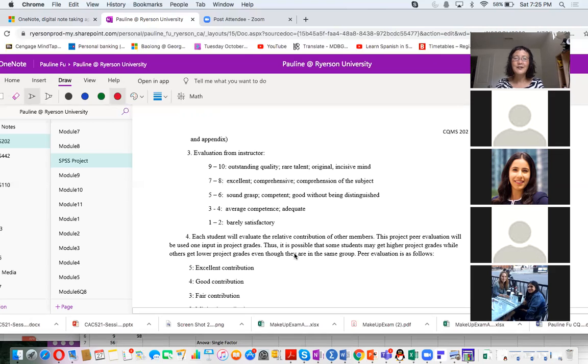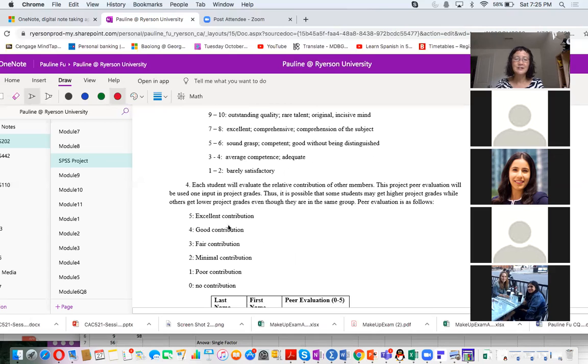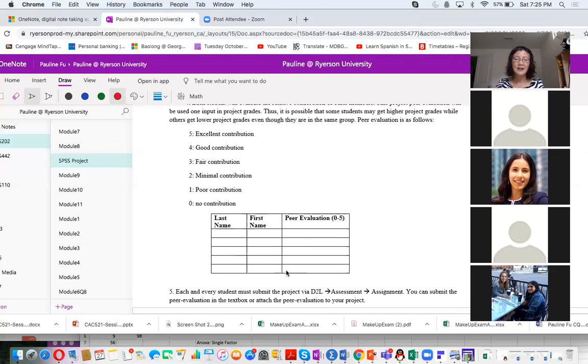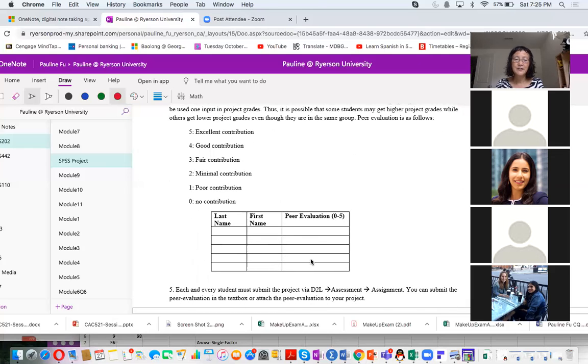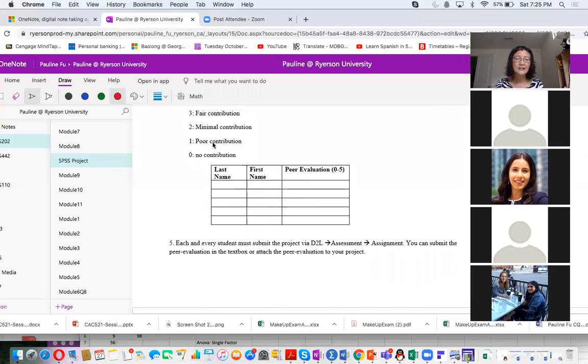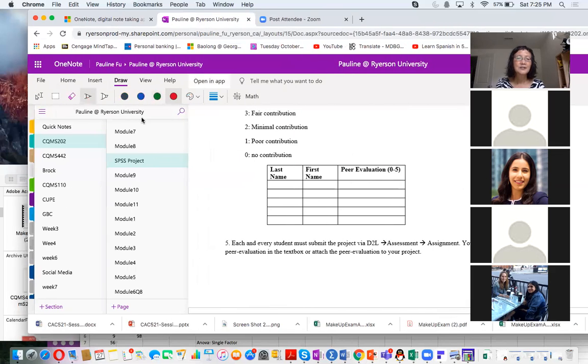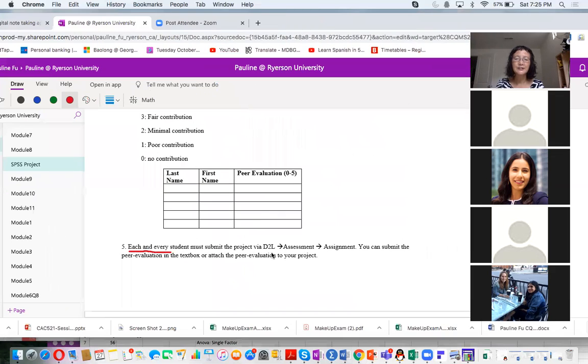And then you have to do the peer evaluation. This is your peer evaluation criteria. You give your peer 5 for excellent, 1 for poor, 0 for no contribution. And lastly, although it is a group project, each and every student must submit the project through D2L.